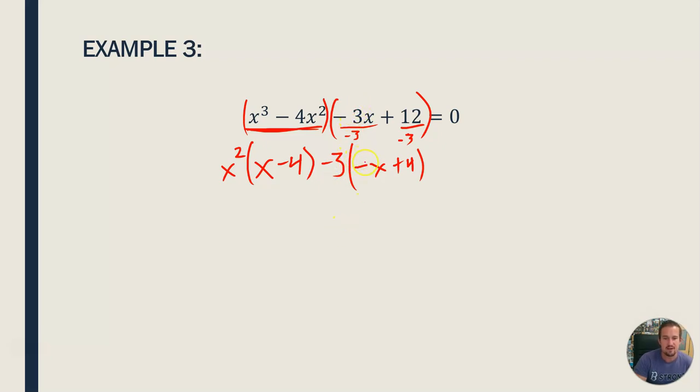Because -3x divided by -3 is a positive x, so just x. And 12 divided by -3 is -4. Notice now that both of those parentheses are the same. They're both x minus 4. Okay? So I've done my factoring by grouping so far correctly because both of these parentheses are the same. Okay? So now each of these groups, this group and this group, have a common factor.